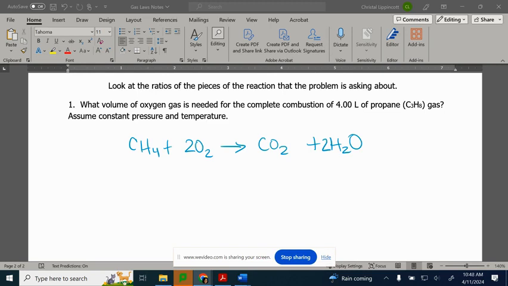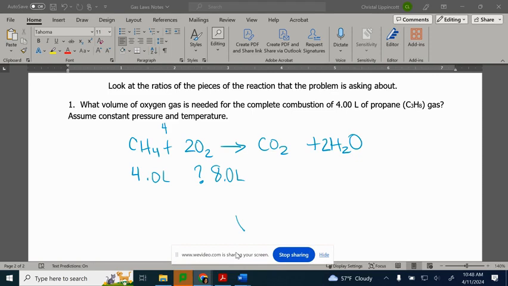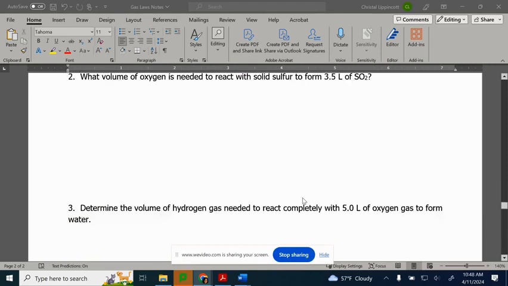All right, here we're combusting 4 liters of propane. And they want to know how much oxygen. Can you tell from those ratios how many liters of oxygen you're going to need? 8, yeah, because 4 divided by 1 is 4. 4 times 2 is 8 liters of oxygen. Just ratios. Make sense? All right.